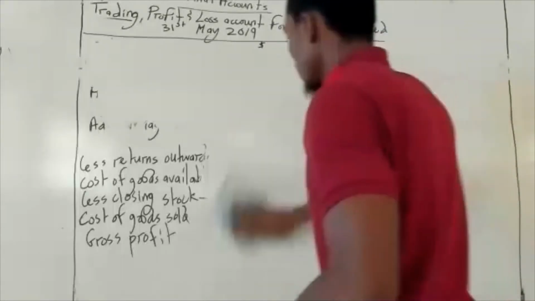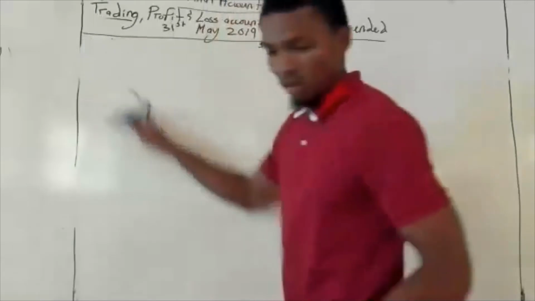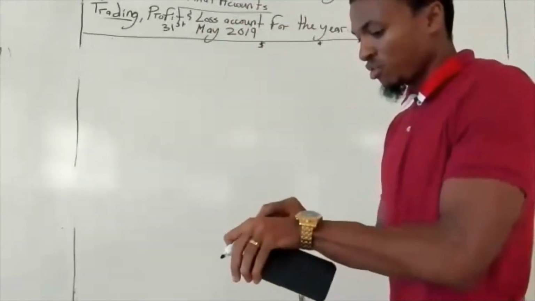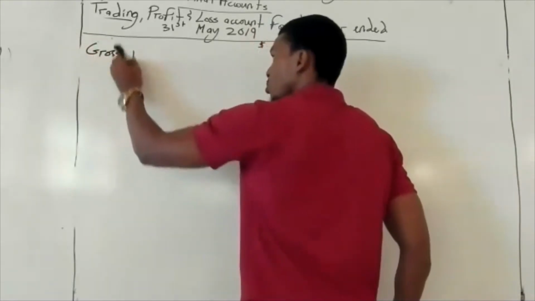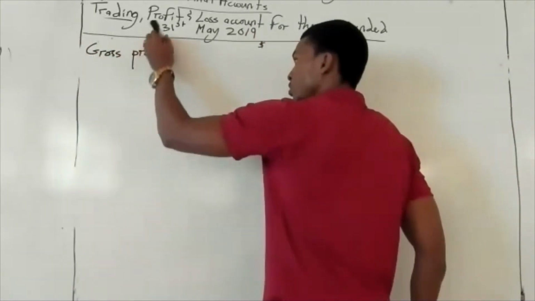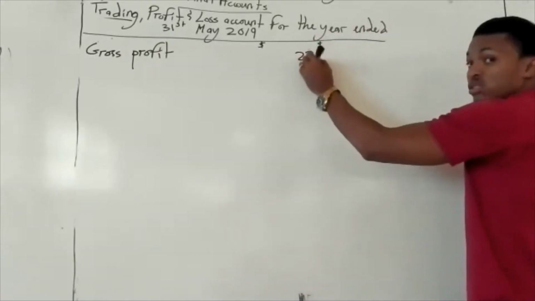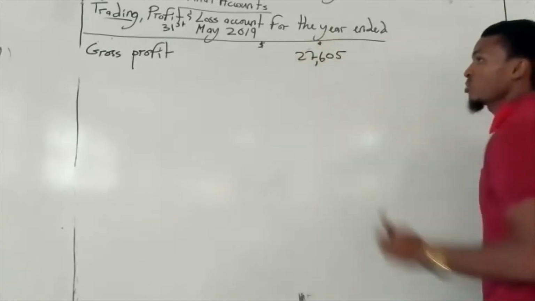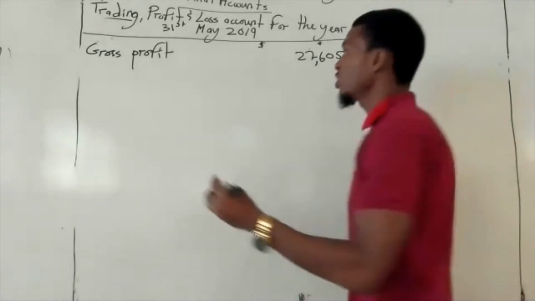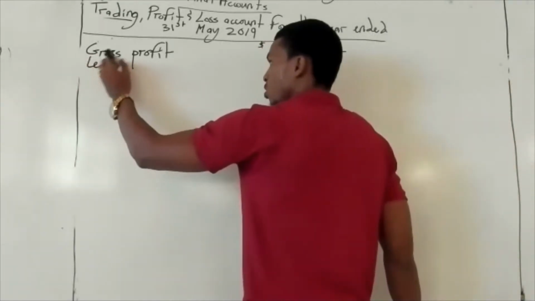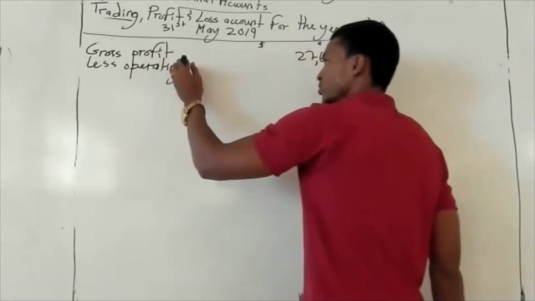We have now ascertained our gross profit, which marks the end of the trading aspect of the account. We have ascertained our gross profit, 27,605, which marks the end of the trading account. Now we are going to the profit and loss account. And what do we do? We less operating expenses.